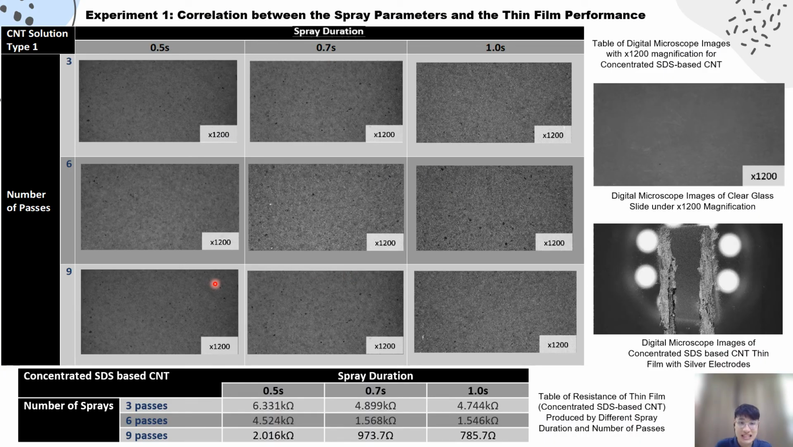When observed through the digital microscope, the black dots become more and more concentrated as the spray duration or the number of passes increases. The black dots actually indicate the carbon nanotubes, while the white dots represent the surfactants of the CNT solution. This validates the correlation that has been established earlier.